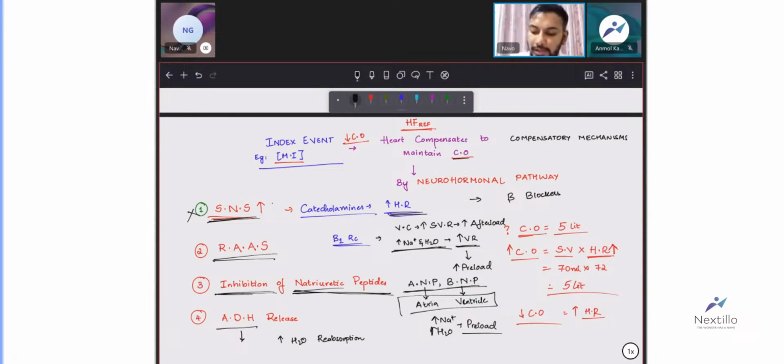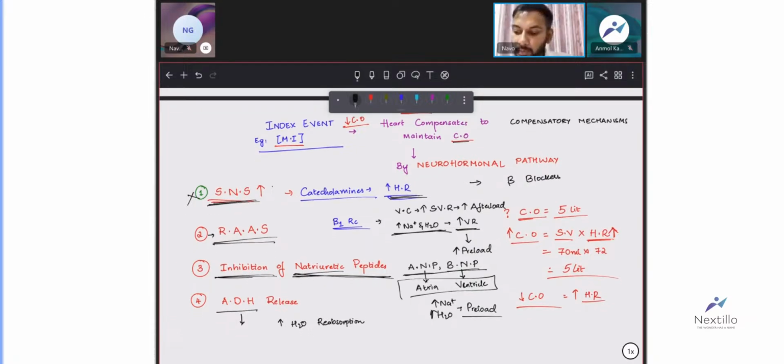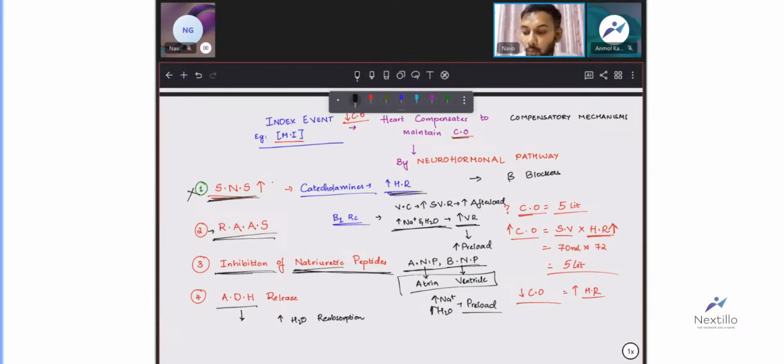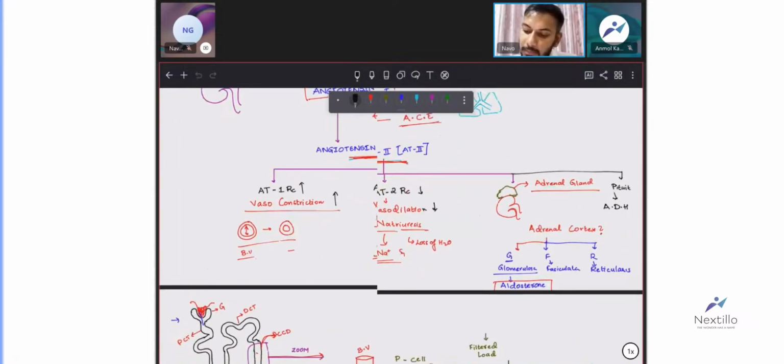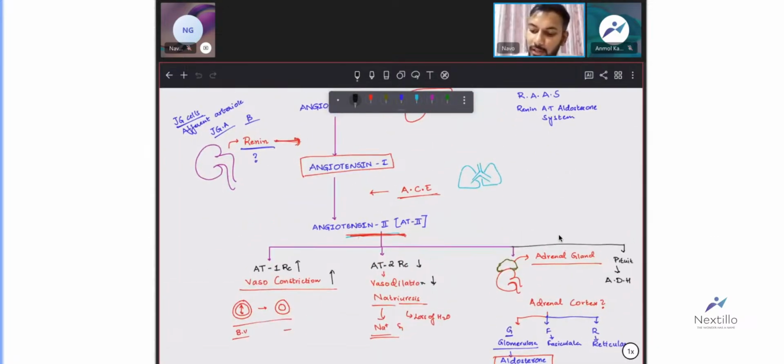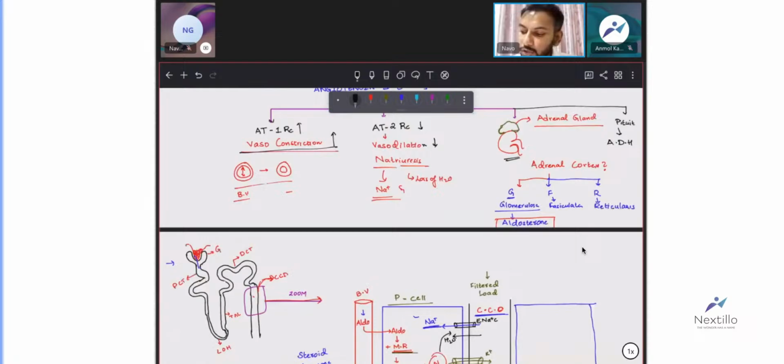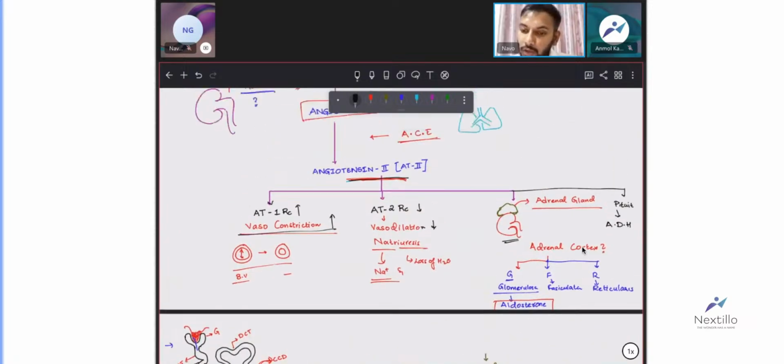Yes. Now, the second one is the renin angiotensin aldosterone system, which is trying to increase the cardiac output. It does it by what? Vasoconstriction and increasing the preload. How is it happening? You can see here. Angiotensin 2 is activating the AT1 receptor, causing vasoconstriction. It is acting on the adrenal gland that will release aldosterone to cause sodium and water retention.